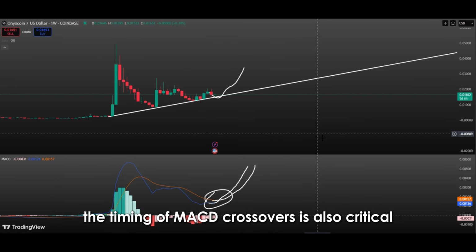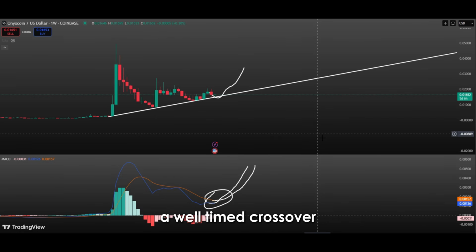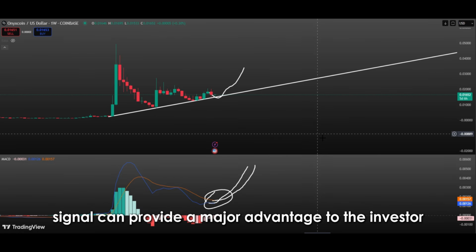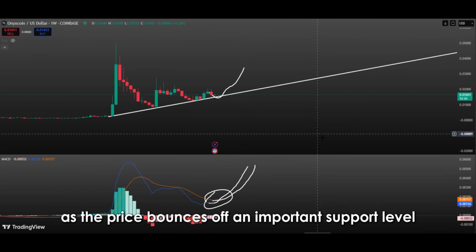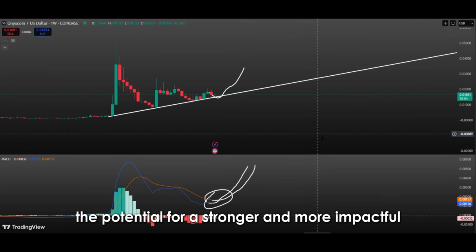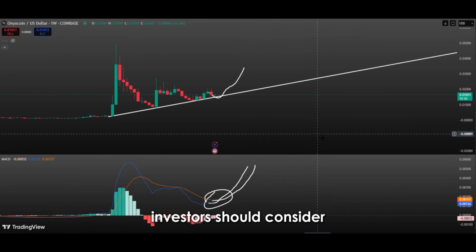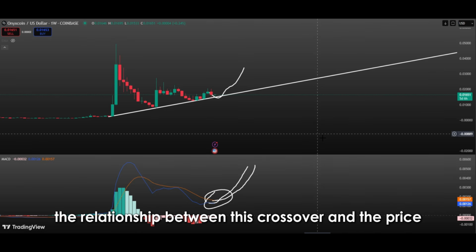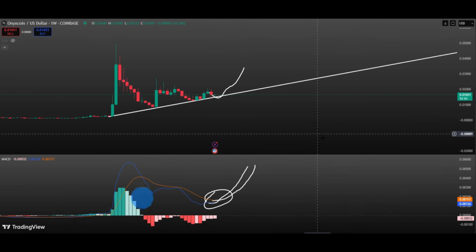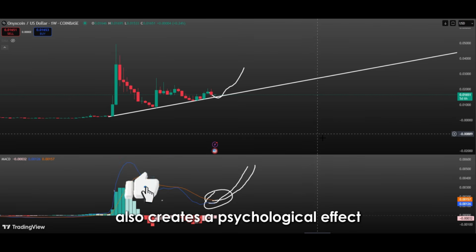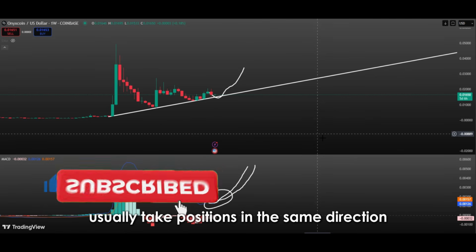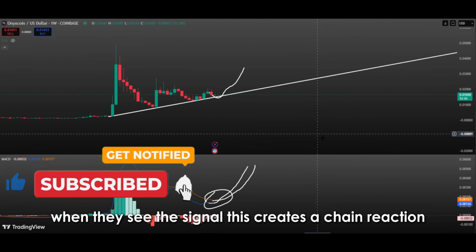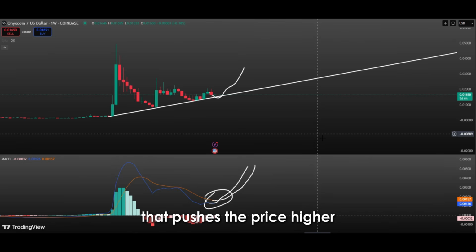Moreover, the timing of MACD crossovers is also critical. A well-timed crossover signal can provide a major advantage to the investor. When such structures form as the price bounces off an important support level, the potential for a stronger and more impactful rally increases. Therefore, investors should consider not only the MACD line crossover, but also the relationship between this crossover and the price action. An upward MACD crossover also creates a psychological effect. A positive sentiment forms in the market, and traders usually take positions in the same direction when they see the signal. This creates a chain reaction that pushes the price higher.